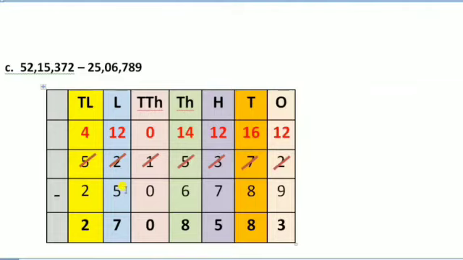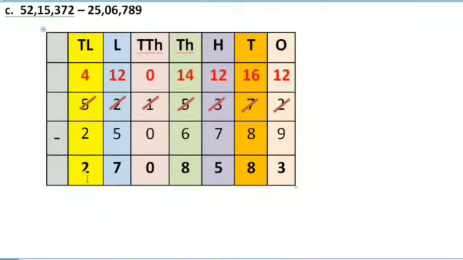2 minus 5 not possible. Again 2 will be going to the next, that is 10 lakh column, and asking 5 to lend 1. When 5 lends 1 to this 2, it becomes 12 and 5 becomes 4. So this way 12 minus 5 will be 7, and here it will be 4 minus 2. So 4 minus 2 becomes 2. So we have obtained the final answer as 27 lakh 8,583. Try to check twice, thrice after having the calculation.